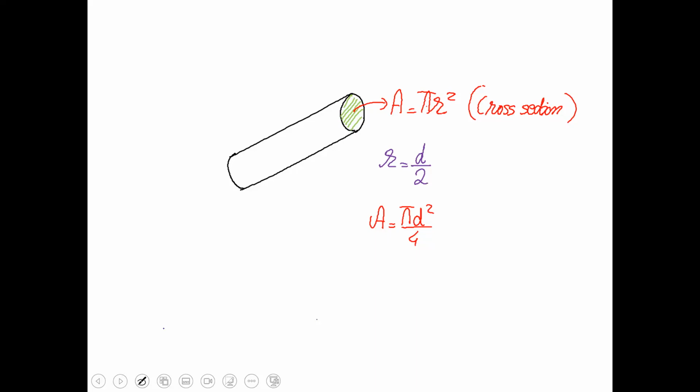Is it R is equal to D over 2? R for radius. R is equal to radius is equal to diameter upon 2. Oh, okay. It's a very, very well known basic formula. Half of diameter is radius. Yes. Done.